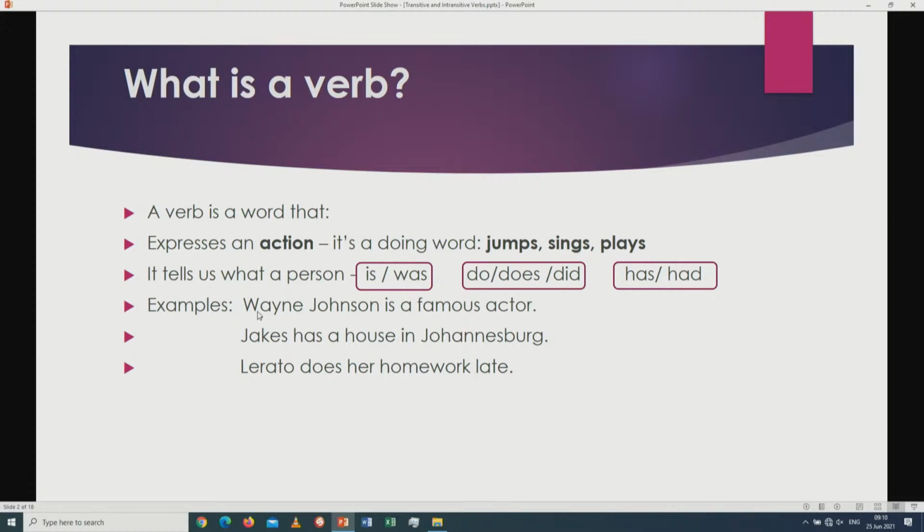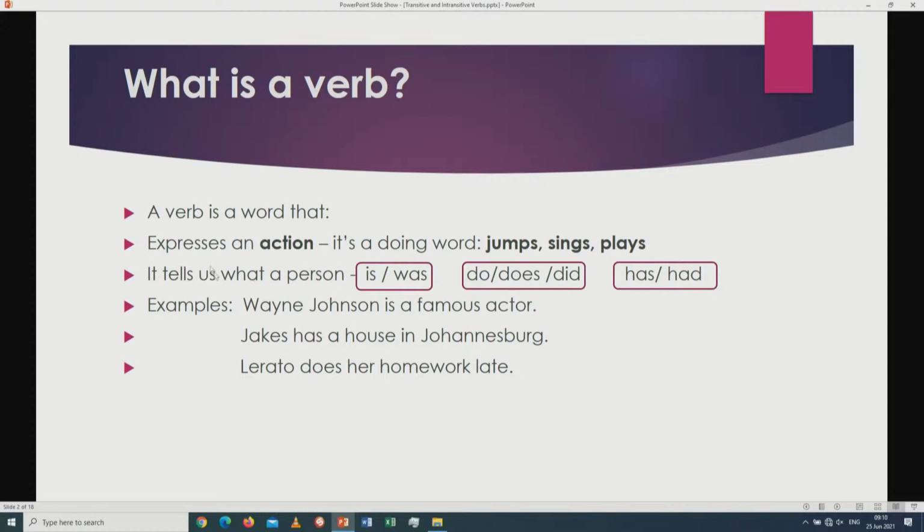Let's look at the first one. Wayne Johnson is a famous character. We can also say the same sentence in the past tense when we use the word was. Wayne Johnson was a famous actor. The next one, Jakes has a house in Johannesburg. We can also say Jakes had a house in Johannesburg. Then Liratu does her homework late. We can also say Liratu and her friends do their homework late.